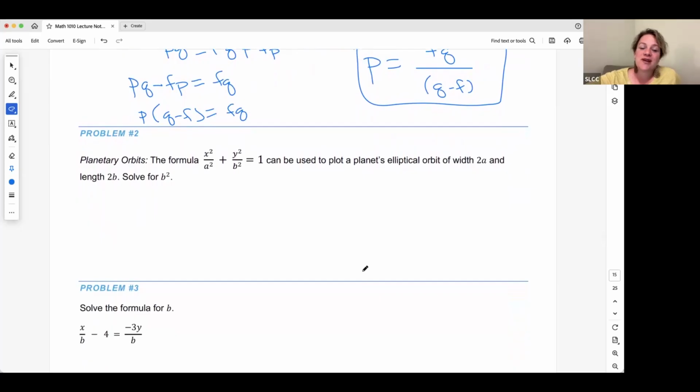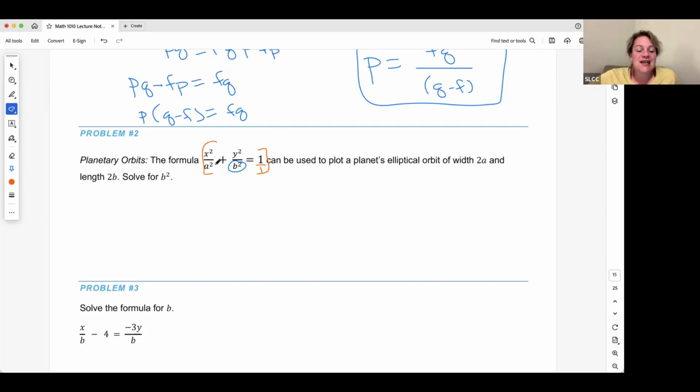Planetary orbits. The formula x squared over a squared plus y squared over b squared equals 1 can be used to plot a planet's elliptical orbit of width 2a and length 2b. Isn't that awesome? Let's solve for b squared. Once again, I'm trying to solve for something that's in a denominator and it looks complicated, but you've got this. Clear those fractions by multiplying everything by that lowest common denominator. Remember, on the right side, 1 is the same as 1 divided by 1. Anytime you just have one piece, you can always divide it by 1.